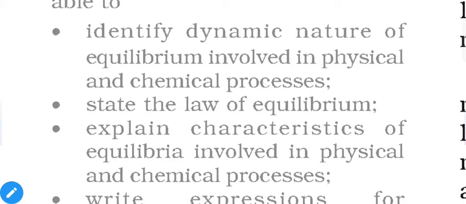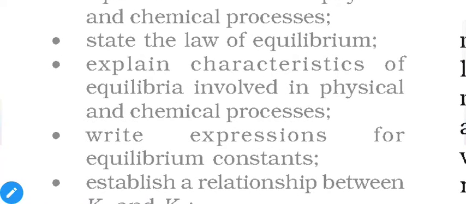First point, identify the dynamic nature of equilibrium involved in physical and chemical processes. Dynamic nature in the sense that when these reactions are complete, they are not steady or static but actually in a moving position. That means the reactions still continue but the concentration remains constant. The concentration of product and reactant remains constant, and it will appear that the reaction is static or steady, but it is actually in motion. That's why it is called dynamic in nature, and we will discuss it in detail.